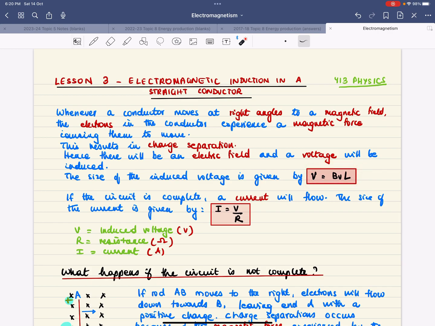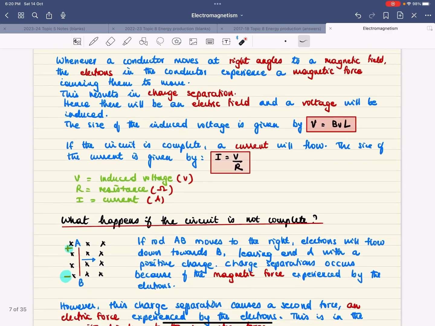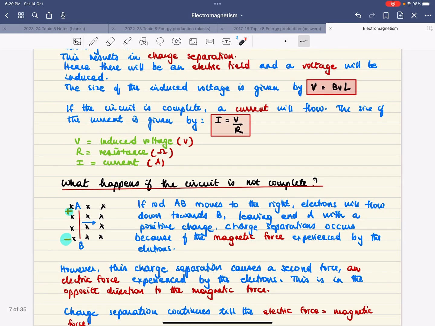If the circuit is complete, a current will flow. The size of the current is given by I equals V over R. Now what happens if the circuit is not complete and if it's just a rod?